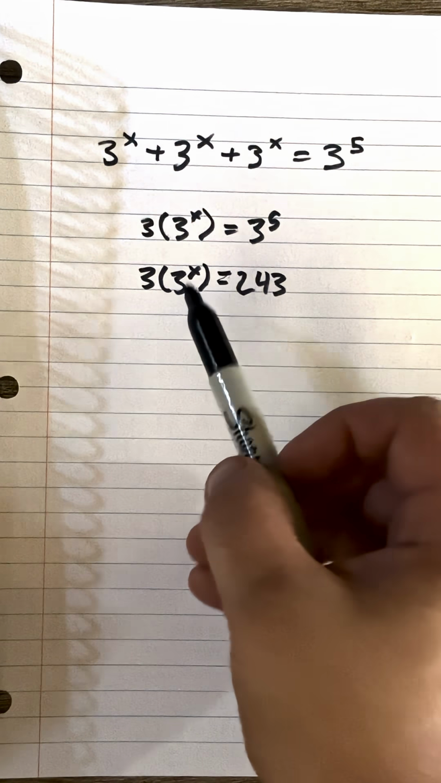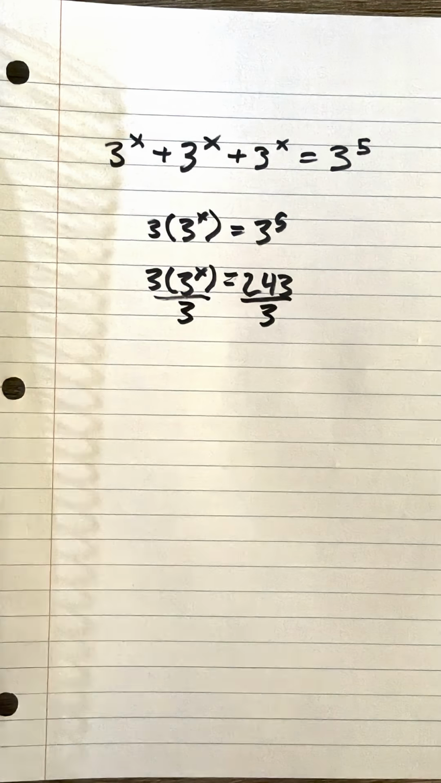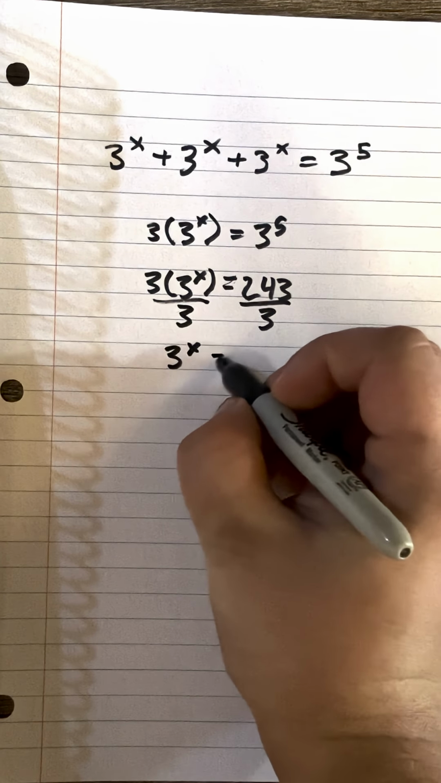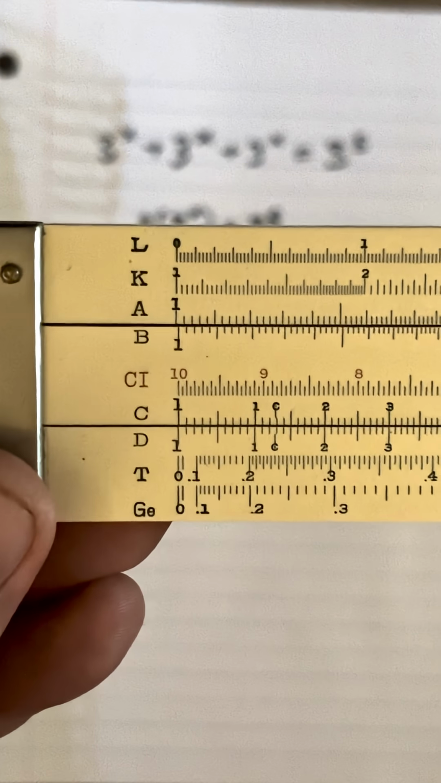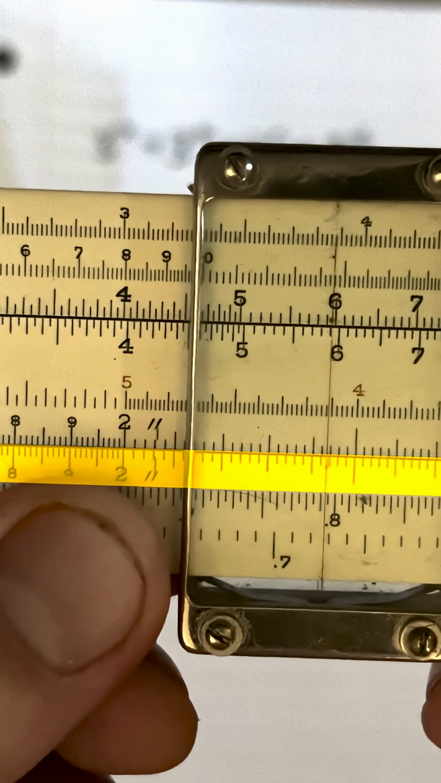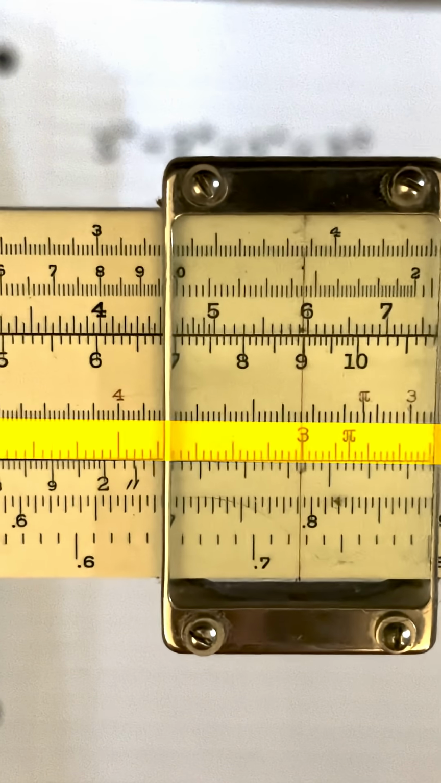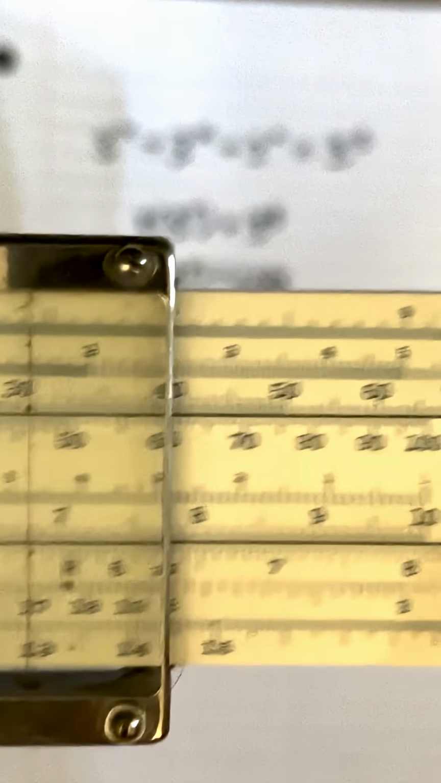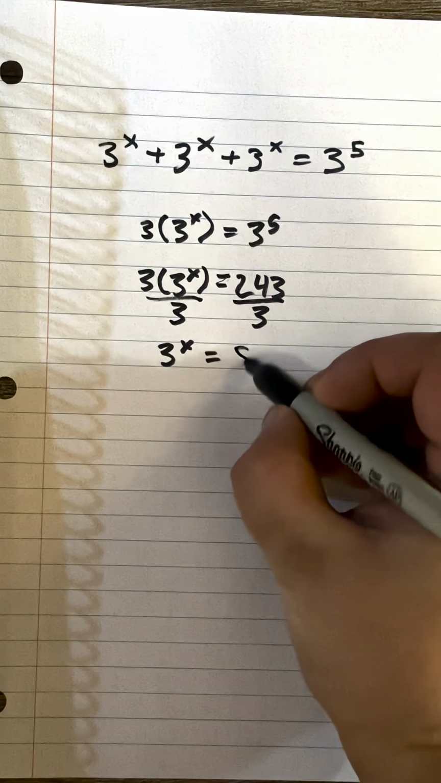Now we want to get 3 to the power of x by itself, so we're going to divide both sides by 3. So it'll end up looking like that. And now we have 3 to the power of x equals, let's go ahead and do that division. So let's flip over to the C and D scales, make sure those are lined up, and I want to find 243 right there on the D scale. And then if I slide 3, we'll divide by 3 up on the D scale, and I'll slide over to the right index, and that'll give me 81. So this comes out to 81.